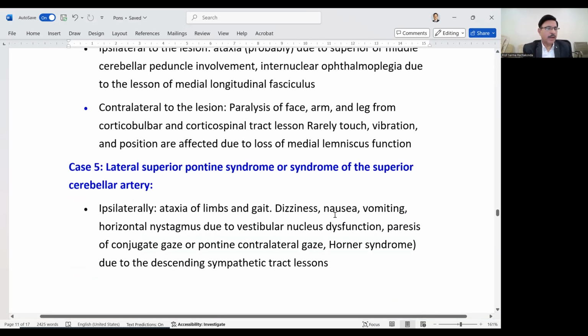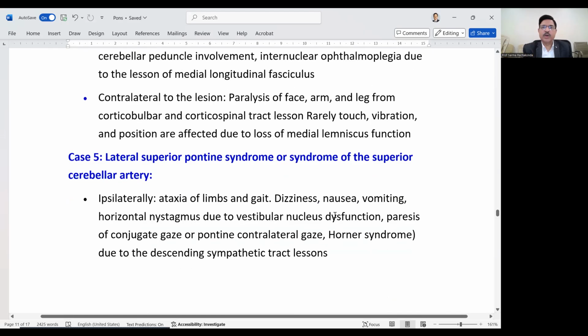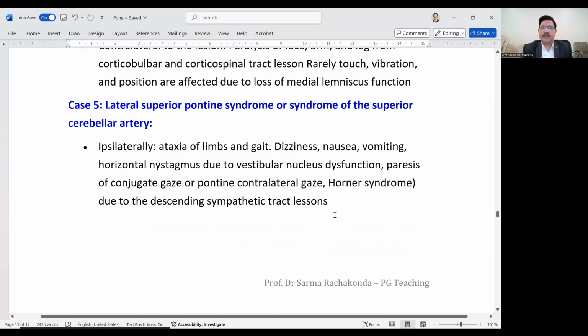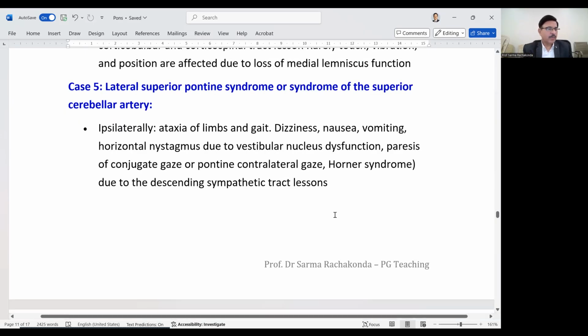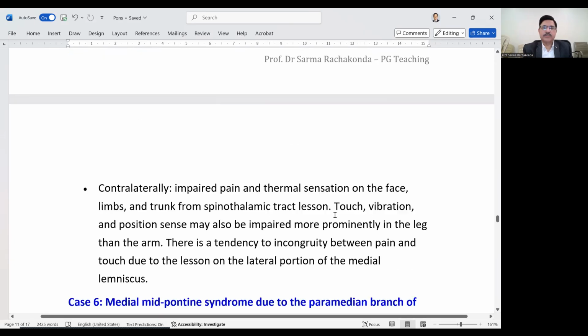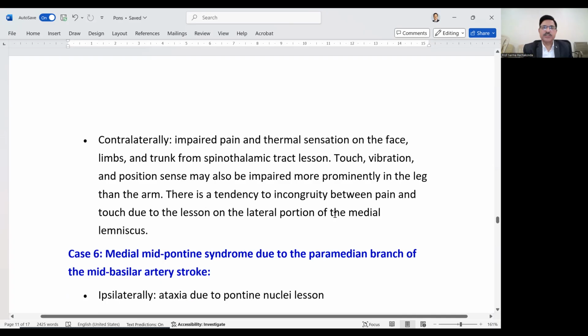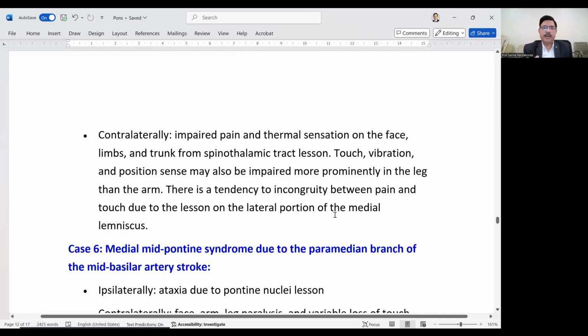Then you have the lateral superior pontine syndrome, or syndrome of the superior cerebellar artery. This is not AICA, but the superior cerebellar artery. Ipsilateral ataxia of limbs and gait, dizziness, nausea, vomiting, horizontal nystagmus due to vestibular dysfunction, paresis of conjugate gaze, and contralateral Horner syndrome may be there due to descending sympathetic tract lesion. And contralaterally, this person will have impairment of thermal sensations on the face and limbs because of the fifth nerve. Touch, vibration, and position sense may also be impaired, predominantly in the leg.